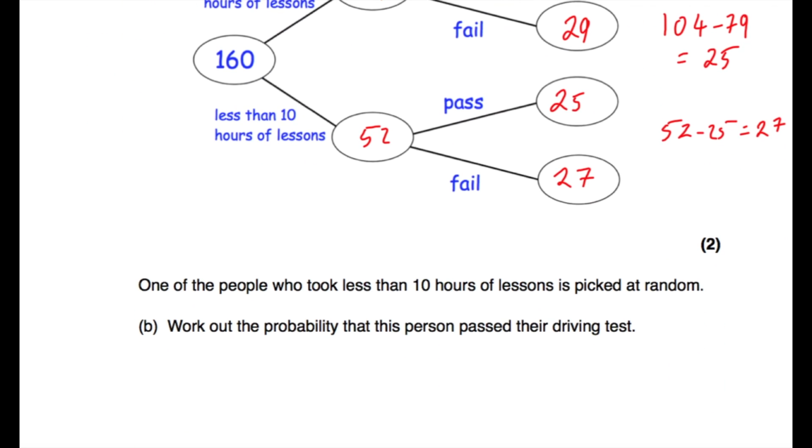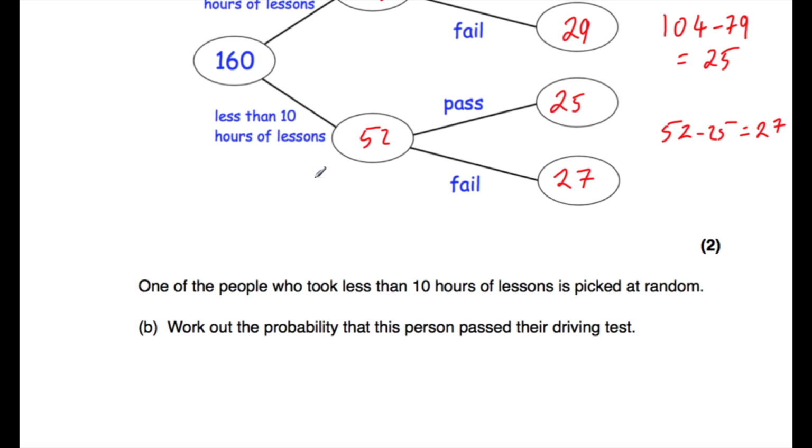Okay, and part B. Part B says one of the people who took less than 10 hours of driving lessons, so one of these people, is picked at random. So it's going to be out of these 52 people, they're picked at random, find the probability that this person passed the driving test. So because it's one of the people who took less than 10 hours of driving lessons, it's going to be out of 52.